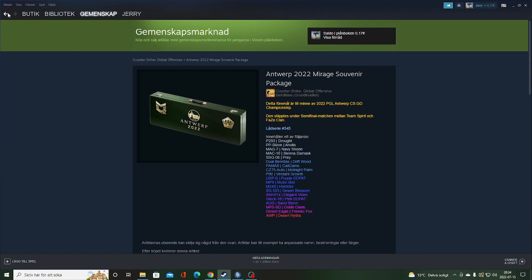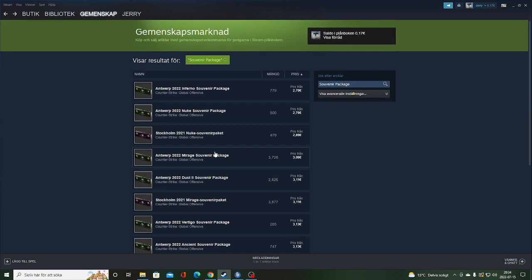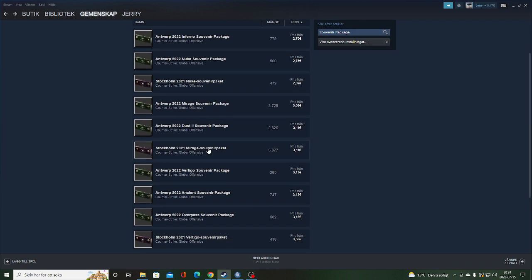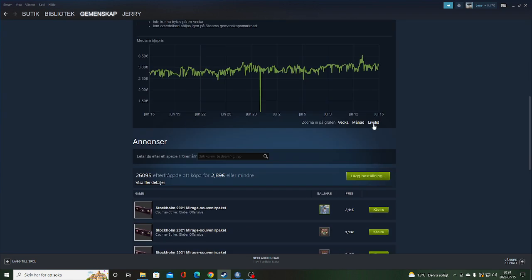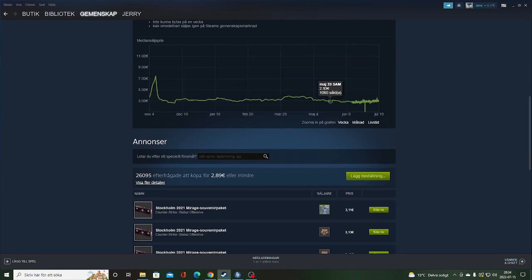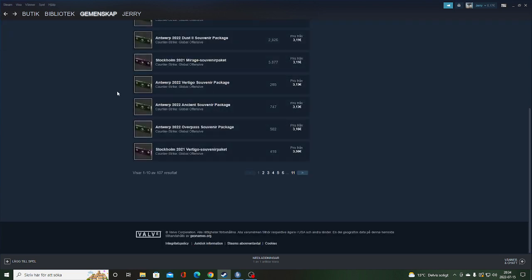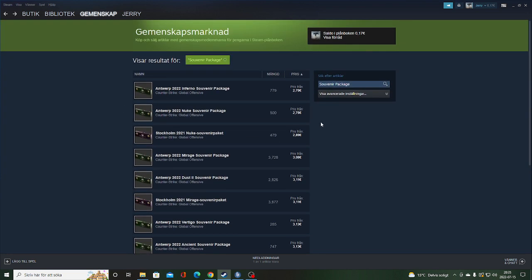So I mean, people did it with the Stockholm one, and nothing really happened. It was around 3 euros, all stable pretty much. It went down a bit, but of course it wouldn't go down as much, so you won't lose that much money if it does. And that was everything for the souvenir packages.